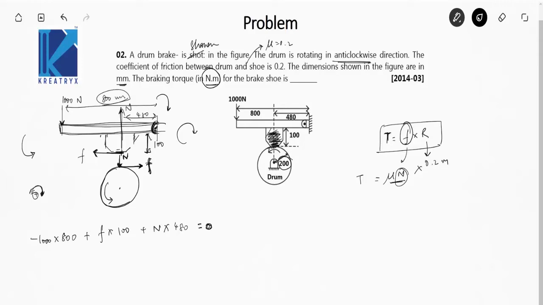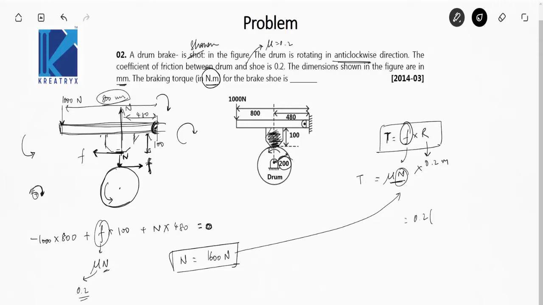So solve it. Put this F equal to mu N, and mu is equal to 0.2. There is only one variable, that is normal reaction, in this equation. You solve it, N will be equal to 1600 Newton. This is what you wanted. So torque is mu into N into radius of the drum, 0.2 into 1600 into 0.2, which is equal to 64 Newton meter. So the braking torque for the brake shoe is 64 Newton meter.